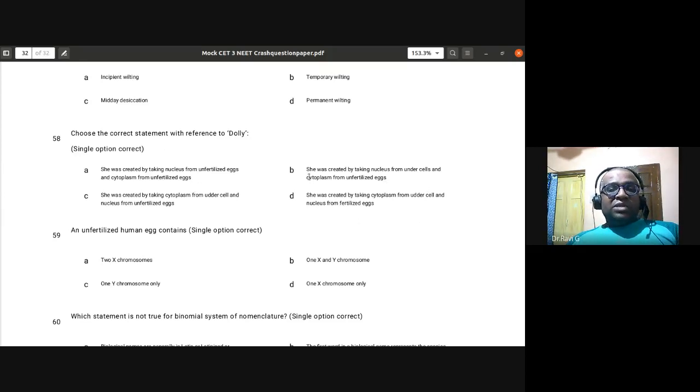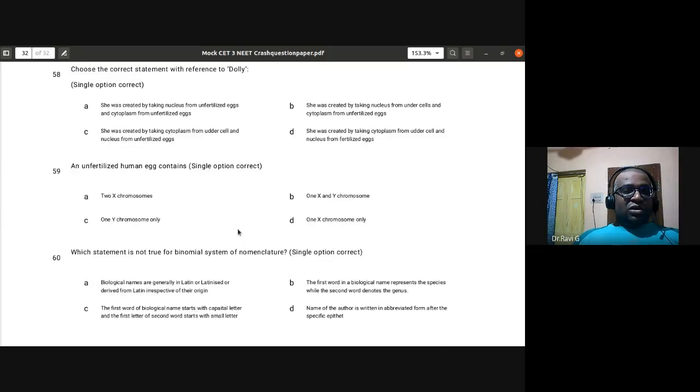So Dolly was created by taking nucleus from the udder cells, U-D-D-E-R, and cytoplasm from unfertilized egg. So B is the correct statement with reference to Dolly. An unfertilized human egg contains two X chromosomes, one X and one Y chromosome, one Y chromosome, or one X chromosome only. So 59th, it is one X chromosome only.